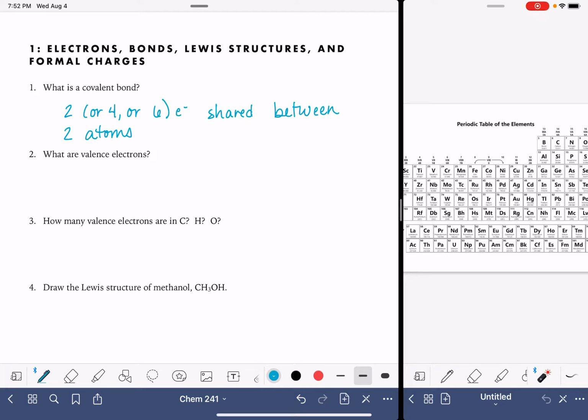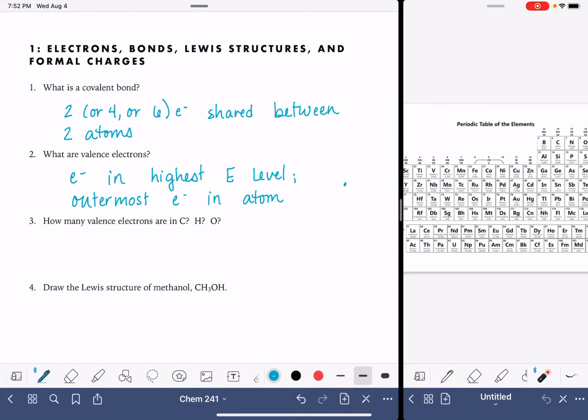What are valence electrons? These are electrons that are in the highest energy level. Capital E is our abbreviation for energy, lowercase e with the subscript negative, that's our abbreviation for electron. So valence electrons are electrons that are in the highest energy level of an atom. A lot of times we define them as the outermost electrons in an atom.